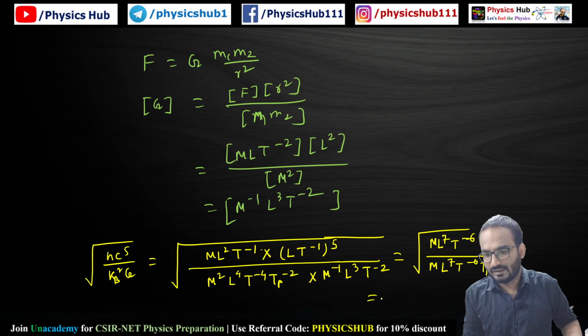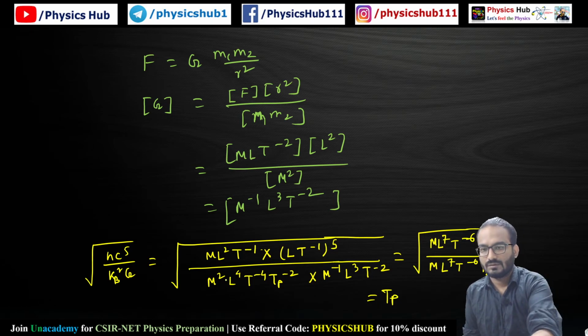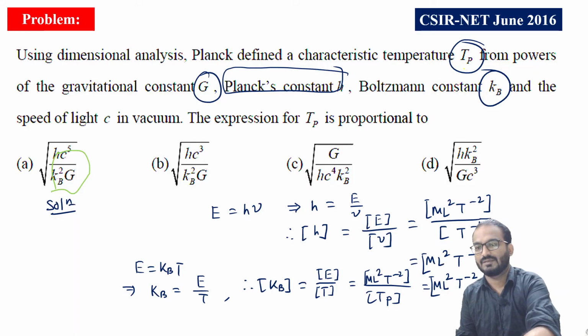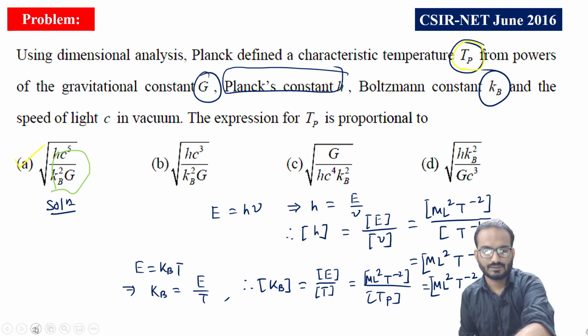Okay, so I hope it is visible to you. M gets cancelled, L to the power 7 cancels, T to the power minus 6 cancels. So you can see this is 1 by T_P to the power minus 2, so this will be T_P. And we just needed to find out this only, T_P. So option A is the correct option for this.